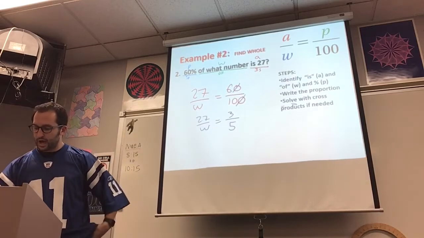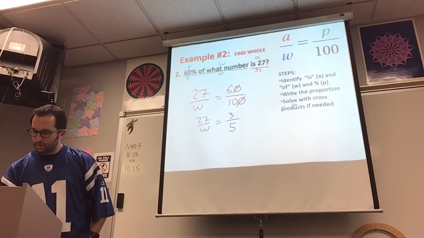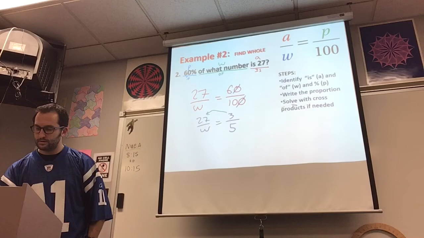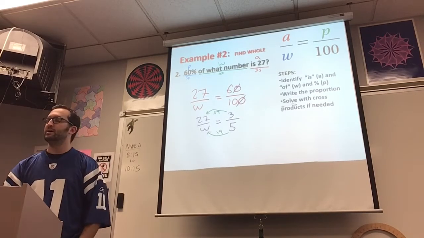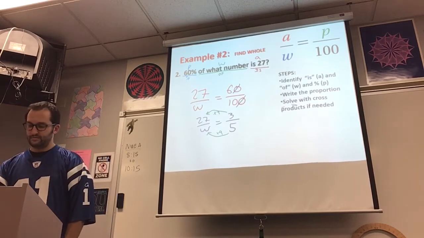Exactly. You can use common multipliers. So 3 times what gives me 27? Times 9. So 5 times 9 will give me W. 5 times 9 is 45.